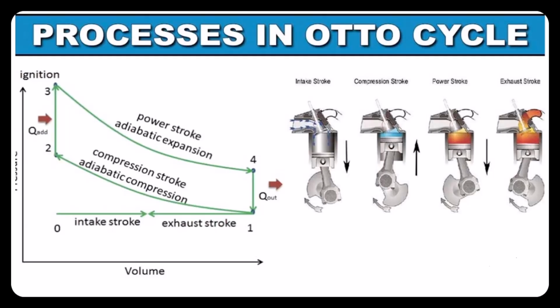Number four is expansion, the power stroke. The high pressure gas pushes the piston down, performing work. The pressure and temperature drop gradually. And number five, exhaust stroke. The piston moves up to push out the burnt gases. So, summary of pressure behavior: a sudden, sharp, nearly instantaneous pressure spike at a constant volume.